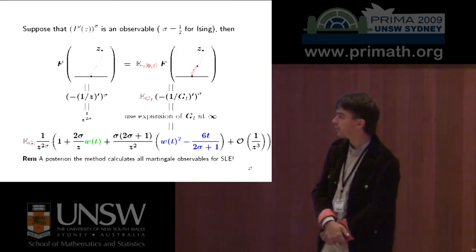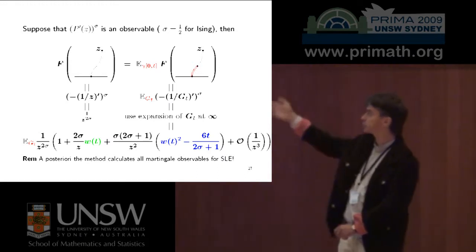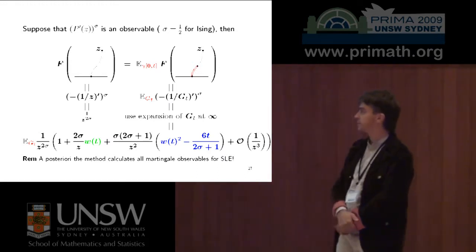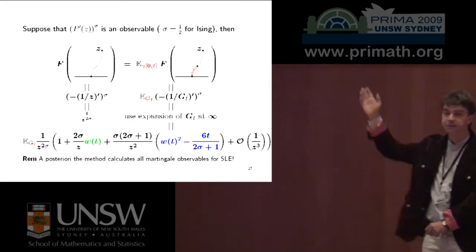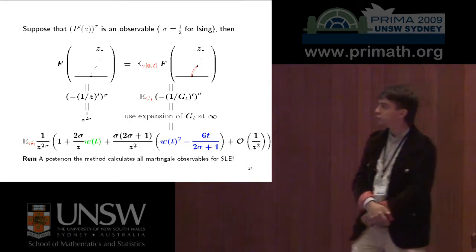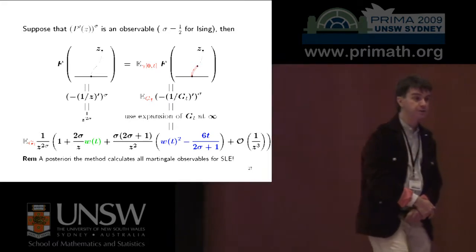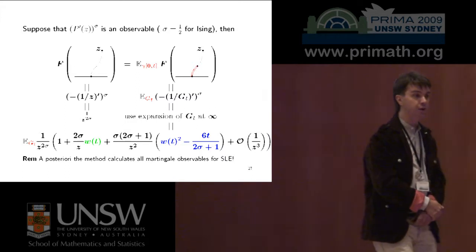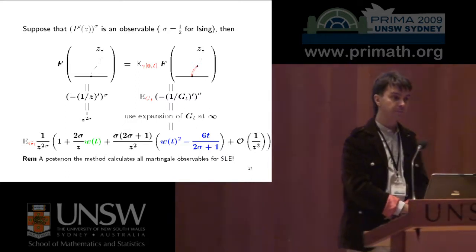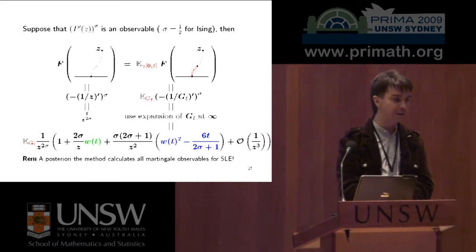And the green one is just the expectation of W of t times something. And the other is the expectation of W of t squared minus 6t over 2 sigma plus 1. And this is just an easy exercise with formal power series. So the conclusion is that the yellow thing and the blue thing have 0 expectations. And that's enough to conclude that W of t is a Brownian motion. So indeed, it's as easy as that.